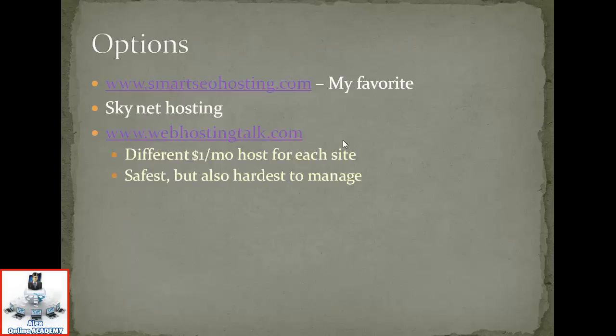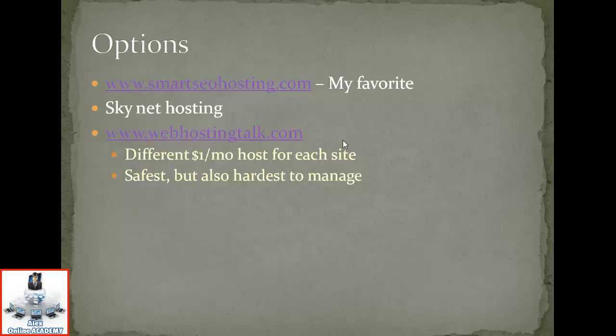So, some options. My favorite, which I use all the time, is smartseohosting.com. I currently pay $43 or something like that a month for 12 IP addresses, and they have more if you want. And Skynet Hosting, they're a bit more expensive, but they're also good, I heard.